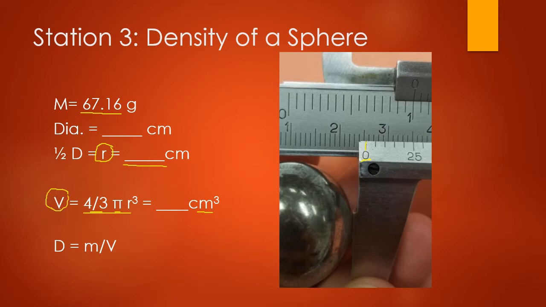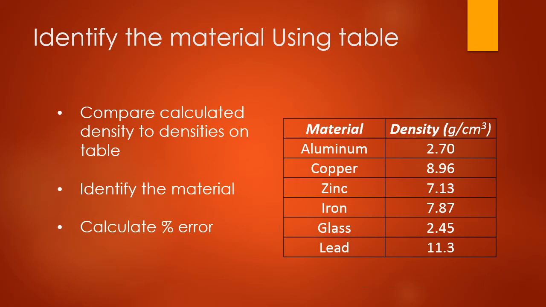You can use that calculated volume in the denominator of the density equation. We'll also take the mass and plug that into the numerator to calculate density in grams per centimeter cubed. Then go back to the table again and identify the material that the sphere is now made of, based on the density you calculated. Don't forget to calculate the percent error as well. See how close you are to the original value.